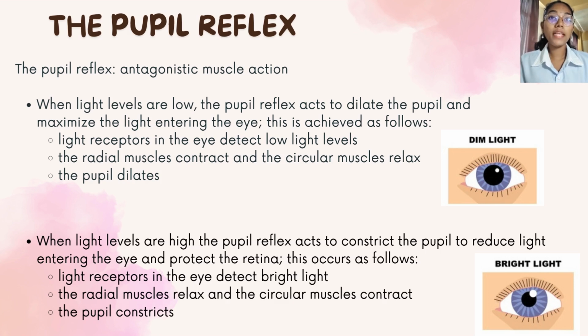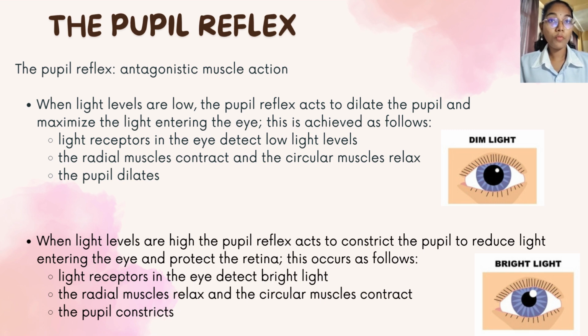Now I'm going to explain the main function of pupil in our eyes, the pupil reflex. The muscle involved in this action is antagonistic muscle. Let's see what will happen to pupil in dim light and bright light. When light levels are low, the pupil reflex acts to dilate the pupil and maximize the light entering the eye. How does this happen? First, light receptors in the eye detect low light levels. The radial muscles contract and the circular muscles relax. As a result, the pupil dilates.